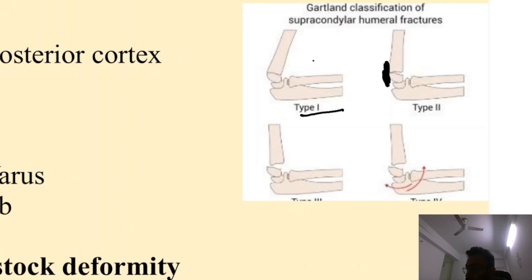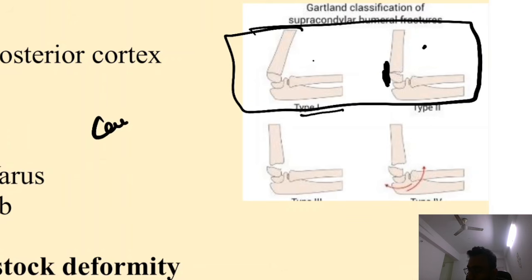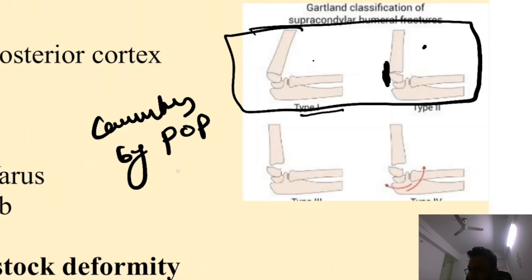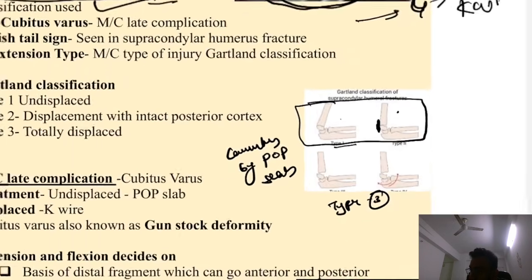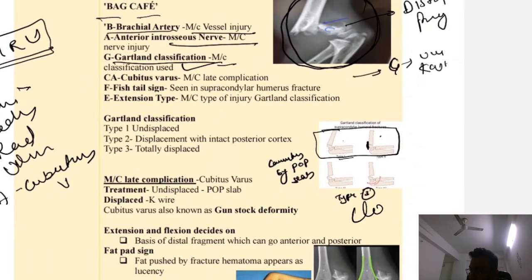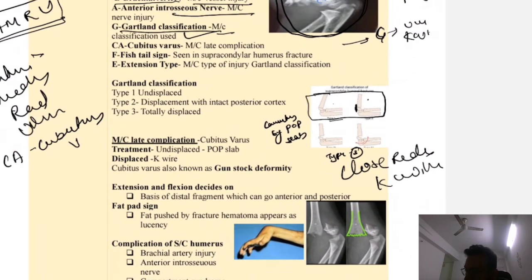In type 1 and type 2, we can manage these fractures conservatively by applying just a POP slab. But in case of type 3 supracondylar humerus fracture, we have to do closed reduction and K wire fixation. So this is the management of all type 3 fractures of supracondylar humerus.